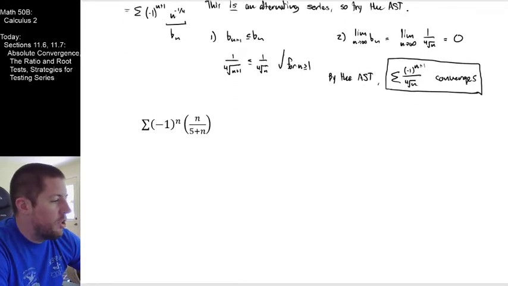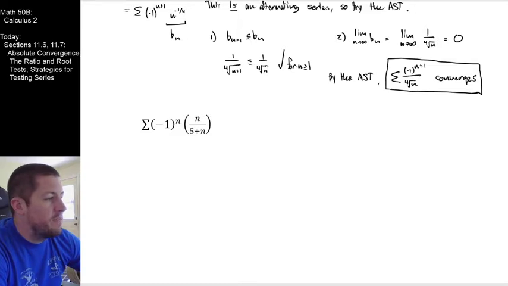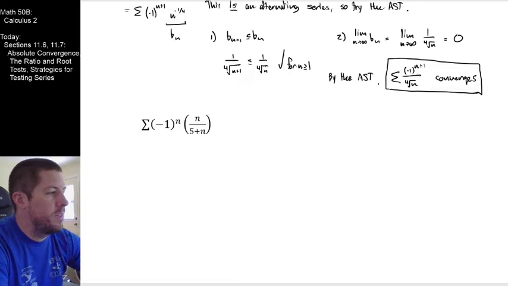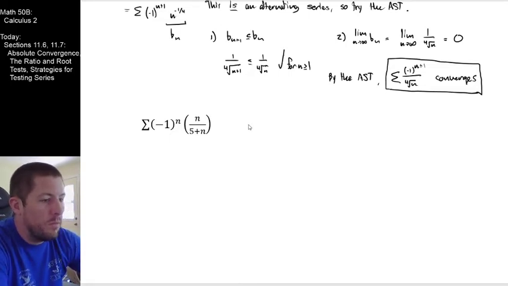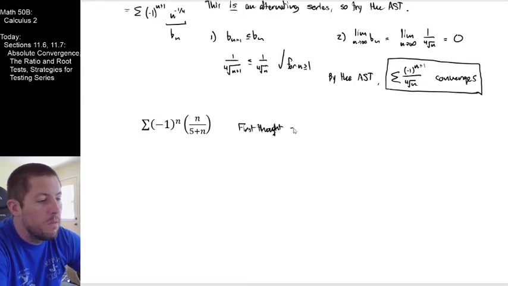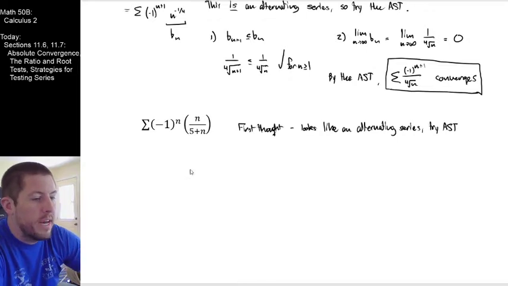Our next series looks a bit like one that we actually saw in the previous video, but I want to see how we take our walk through all of our tests in association with this. So my first thought, it looks like it's an alternating series. So let's try the alternating series test.